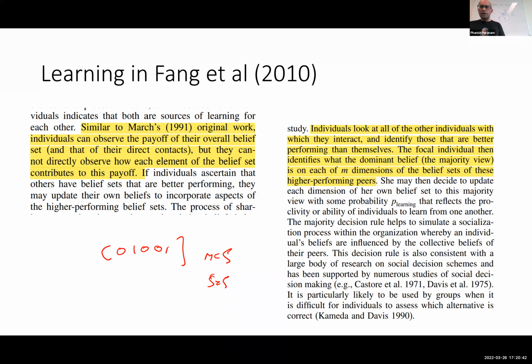All right. And then let's say they've got the majority of what their more successful neighbors are doing. Then at the last step, they're actually going to update their own dimensions to get in line with that of the majority with some probability p learning. So what does this probability p learning most resemble in our standard one agent reinforcement learning model? Which parameter is it kind of similar to?